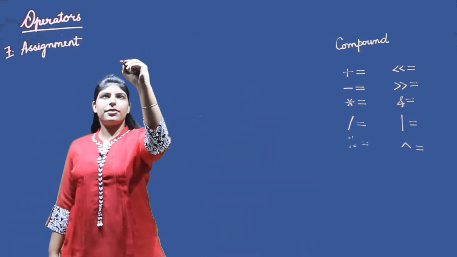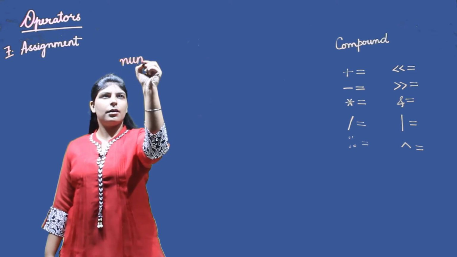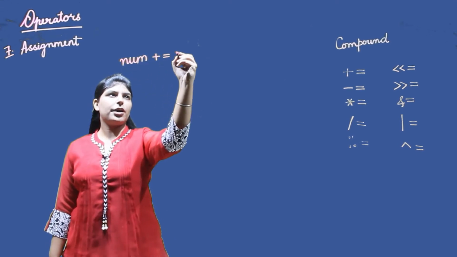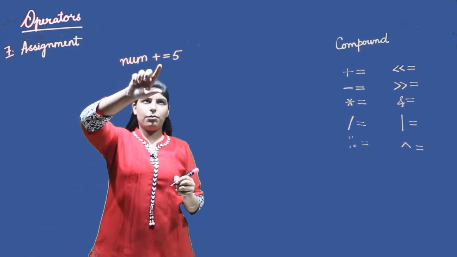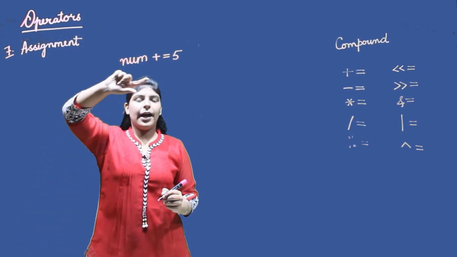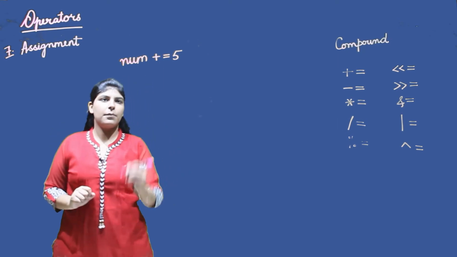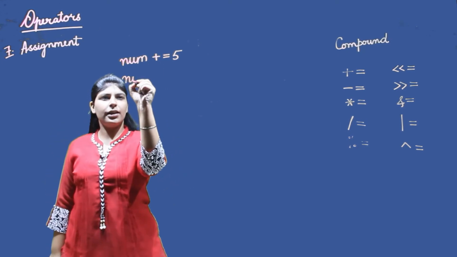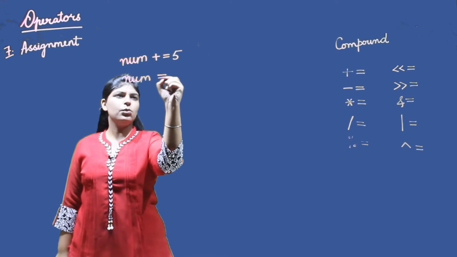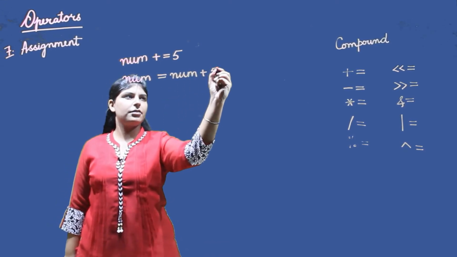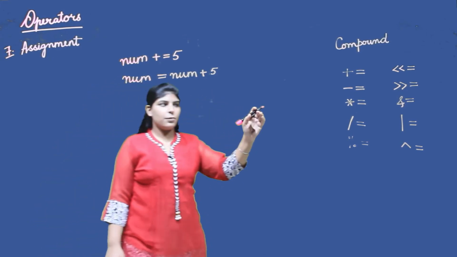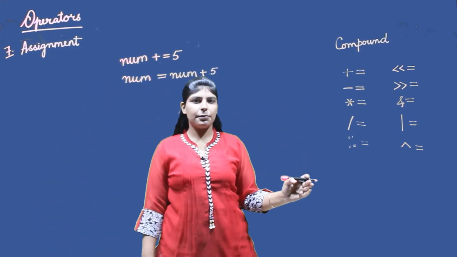So if I have num plus equals 5, what does this mean? This means I will add 5 to the variable num and I will store that back in num. So this is equivalent to saying num equals num plus 5. So all these operators mean the same thing.